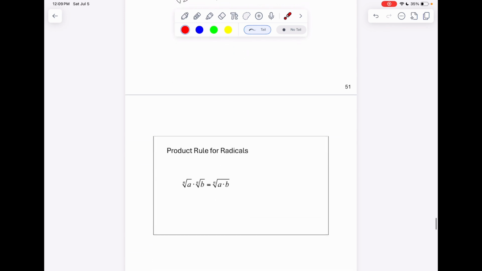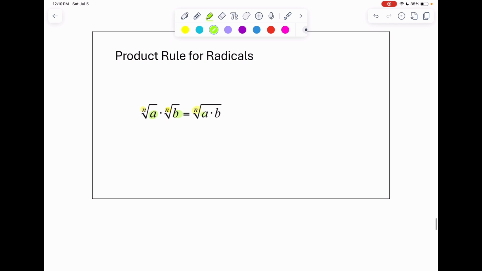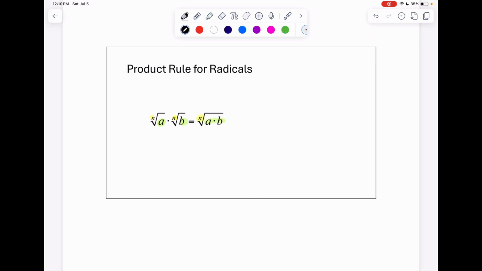We also have the product rule for radicals. You're going to see this one quite a bit on the SAT. Do you see how these guys have the same index, but their radicands, the thing underneath, aren't the same? If they have the same index, we can put them under the same radical and put them together. So here's an example. Say I have the square root of 9 times the square root of 4. Well, that's the same as the square root of 9 times 4, which is the square root of 36. And what do we square to get 36? Well, that's just 6.